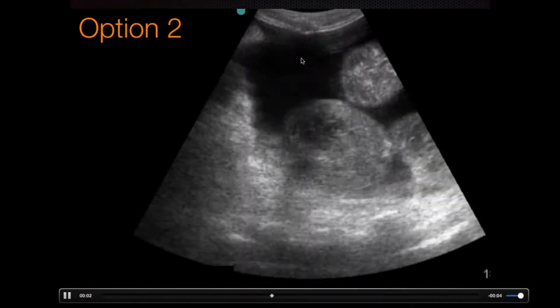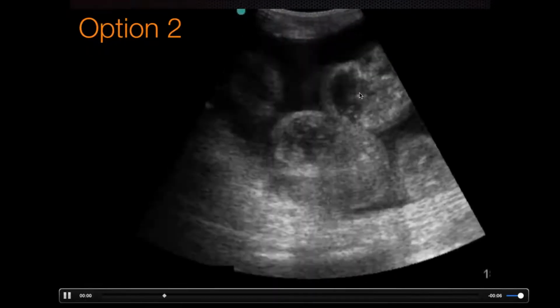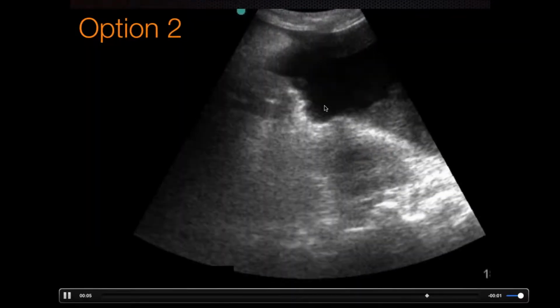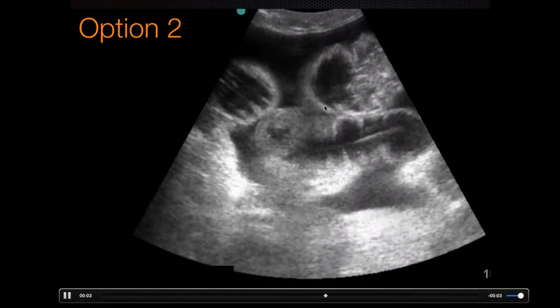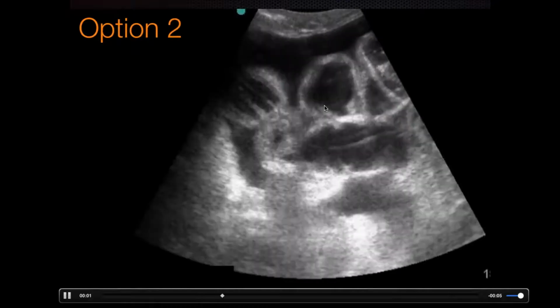So let's say this is what you see. What we're seeing here is anechoic fluid that would be consistent with ascites, and you can see some bowel floating within the ascites. So if you see this, the formal ultrasound that you may now consider ordering would potentially include a diagnostic paracentesis with it.